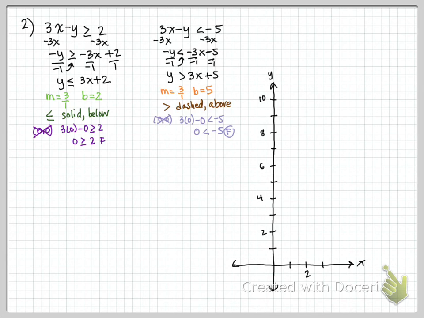So the first guy, we go to where the y-intercept is 2. We're going to rise up 3 and to the right 1. So that takes me to 1, 5. That is a solid line. And we are shading below. Oh, and that should cover 0, 0. That's interesting.